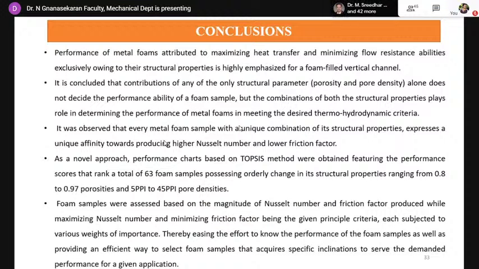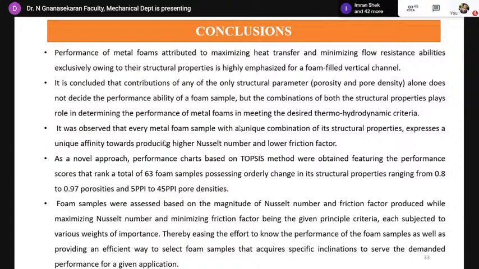So with this, I want to conclude here. We have taken up a problem definition which is equivalent to the electronic cooling, and this kind of metal foams and other things can also be introduced to enhance heat transfer. So when we do so, the question here is what should be the role of the porosity, and what should be the role of the pores per inch, or what is the combined role of these two for the enhancement as well as the pressure drop.